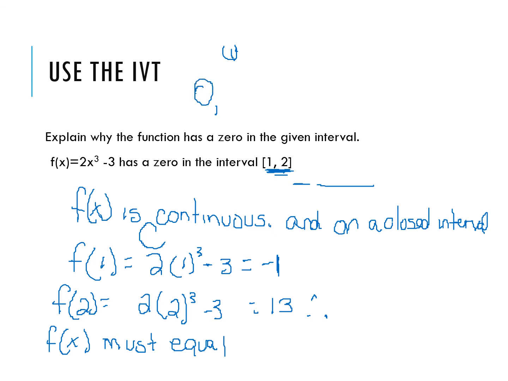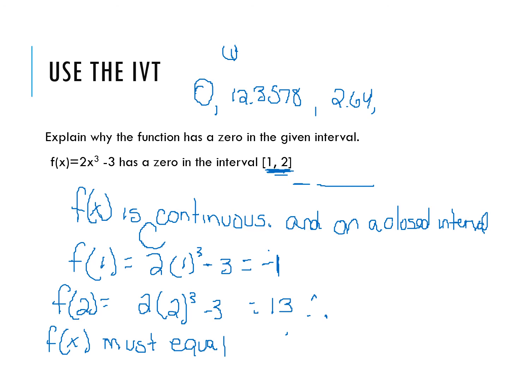I could also say it has to equal 12.3578 because that's between -1 and 13. It's somewhere in there, it's got to equal 2.64. Somewhere in there it's got to equal pi, because all of those numbers are between -1 and 13. So all of those numbers must be represented somewhere between 1 and 2 on this interval.